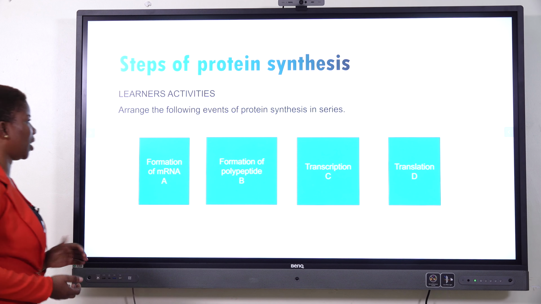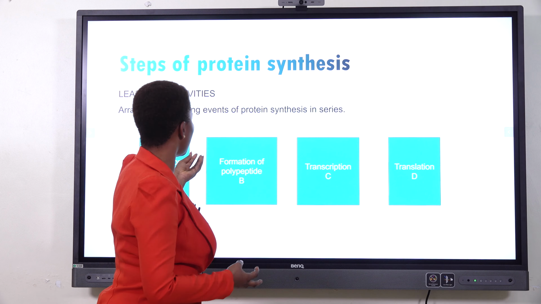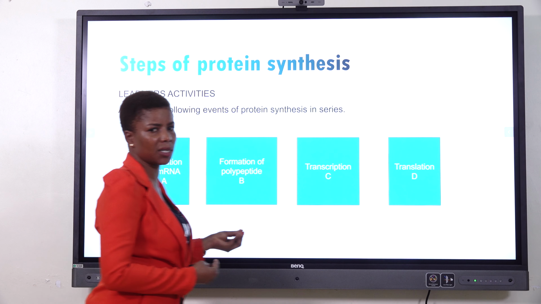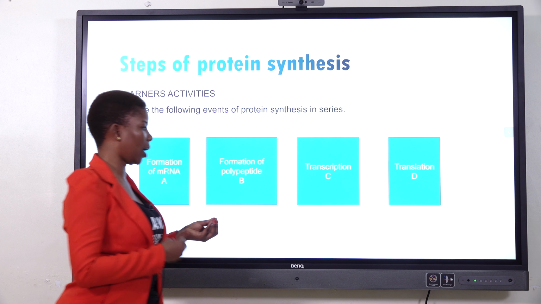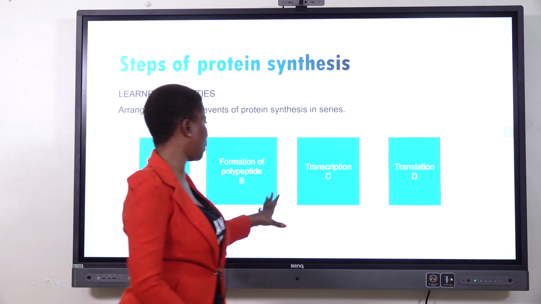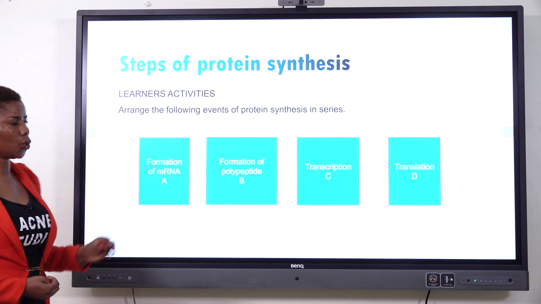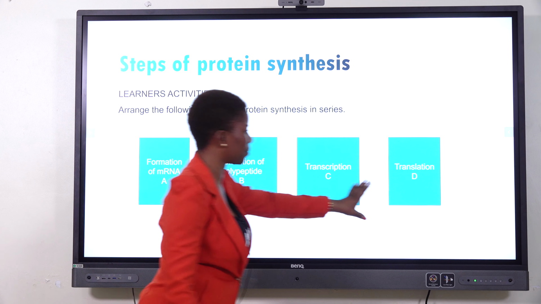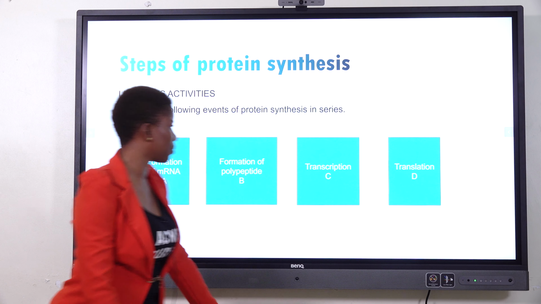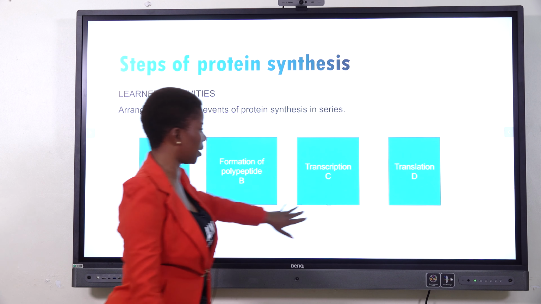This is an activity for learners. This question asks learners whether they know the mechanism of protein synthesis before I teach them. So here there is formation of messenger RNA, formation of peptide, transcription and translation. So I'm asking the student to arrange these processes from point 1 to point D. I hope the student will give an answer like mine.